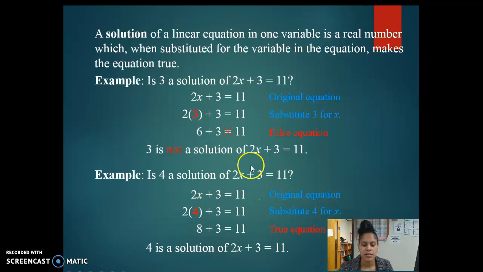2x plus 3 is equal to 11. You substitute the x and bring in the 4, so you do 2 times 4 plus 3 is equal to 11. 8 plus 3 is 11, which is equal to 11, so this is definitely a true statement.